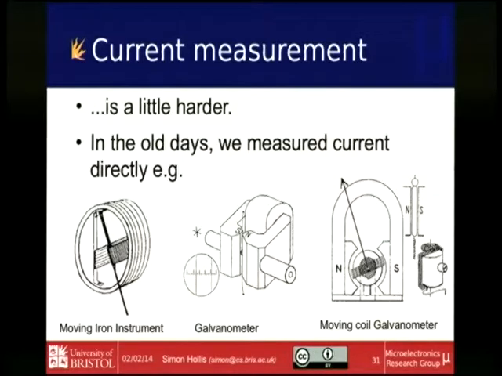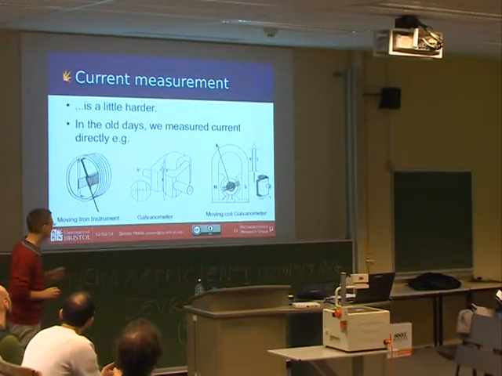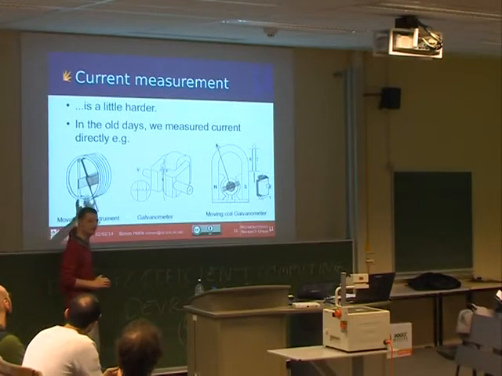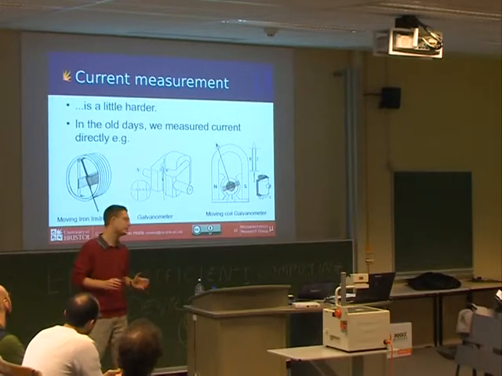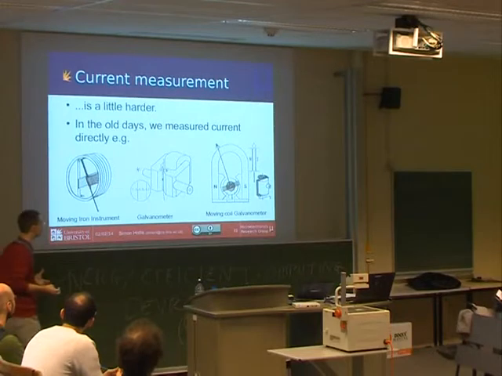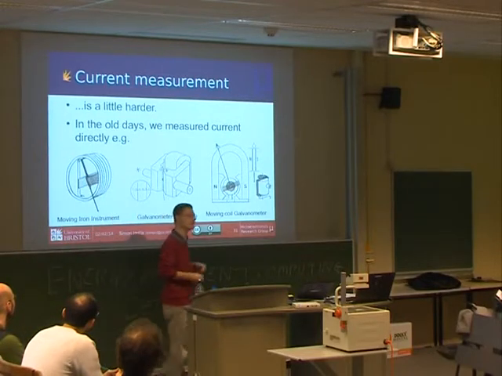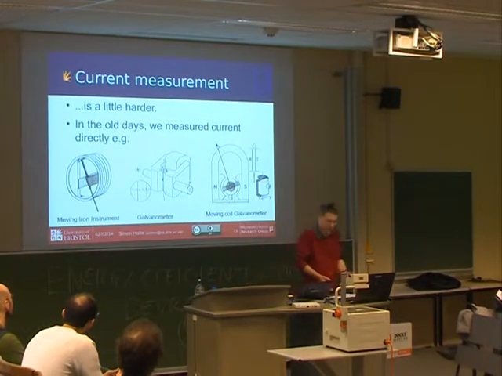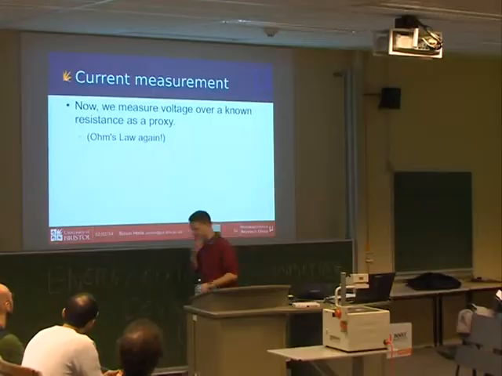So that's voltage measurements. Let's talk about current measurement. So current measurement is actually a little harder. In the old days, it wasn't harder. When we had all these wonderful machines with moving irons and coils, we measured the flux directly. They were all fantastic, and they measured current directly, and it was nice and easy. But these days, we don't use these. We like electronics, and we like things to be compact and automatable, and these were fairly bulky and not that accurate, frankly.